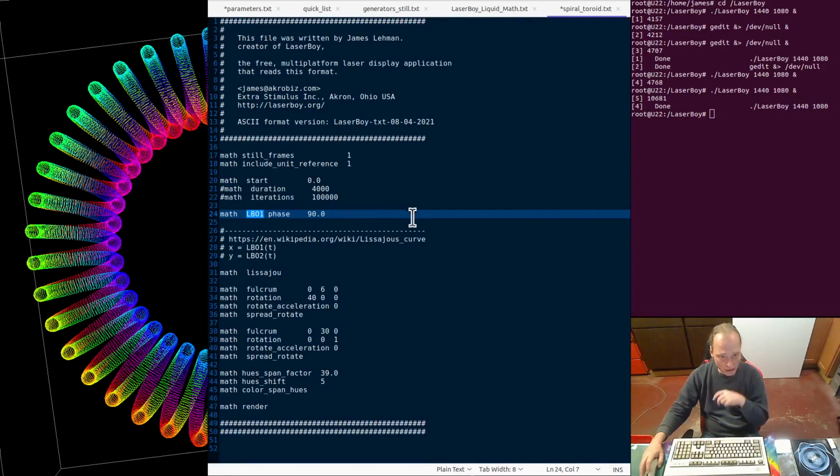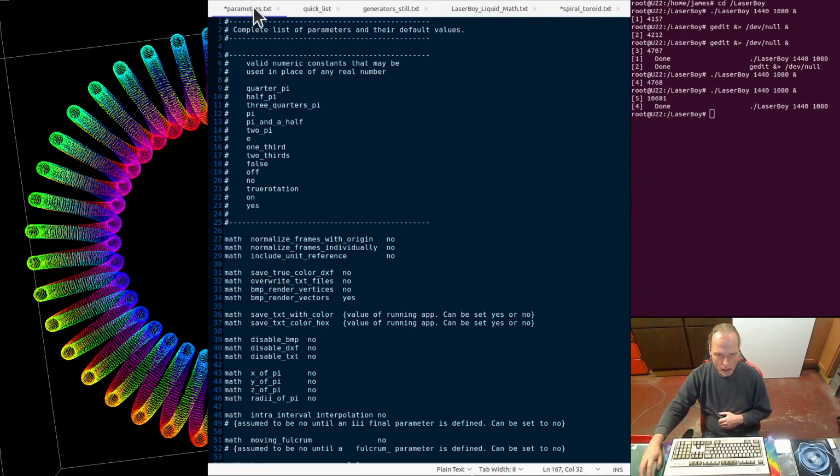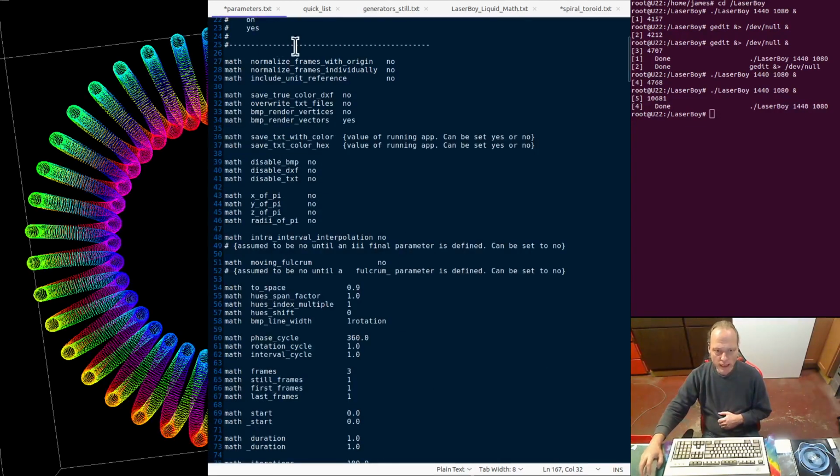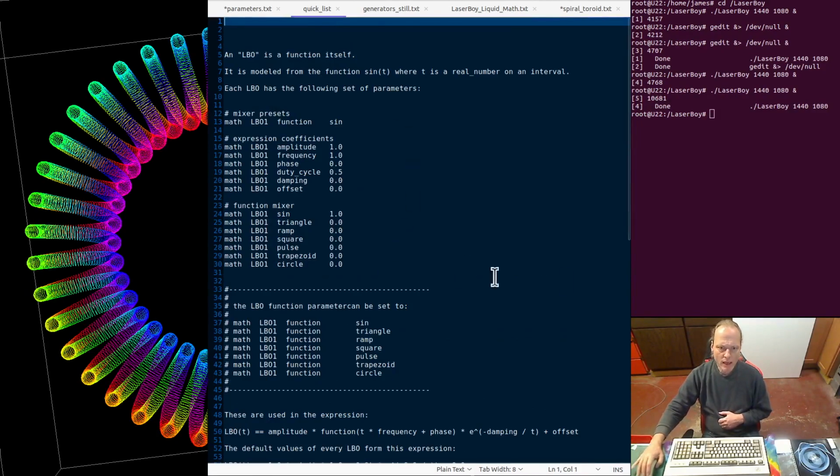Okay, what is an LBO? Well, an LBO is a LaserBoy oscillator. LaserBoy oscillator is a C++ class, and when you instantiate one, you get a C++ object of it. And essentially, what it is is a function generator. You can think of it as a modular synthesizer function generator or oscillator. You can set the waveform. By default, it is the sine wave, but you have these choices right here. You can set it to any one of those. That's the function.